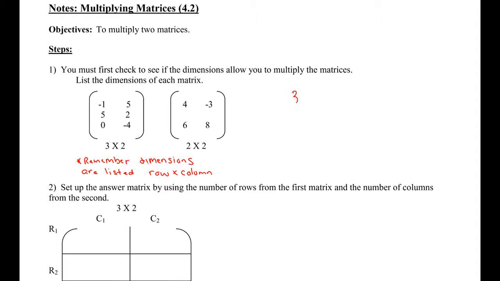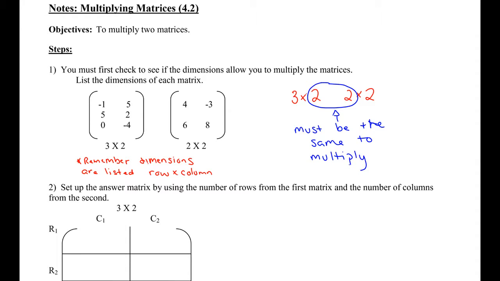Alright, so if I have a 3 by 2 matrix and a 2 by 2 matrix, in order to multiply them together, the numbers on the inside here must be the same. It doesn't matter what numbers are on the outside of the dimensions, but the number on the inside of the dimensions must be the same in order for us to multiply.